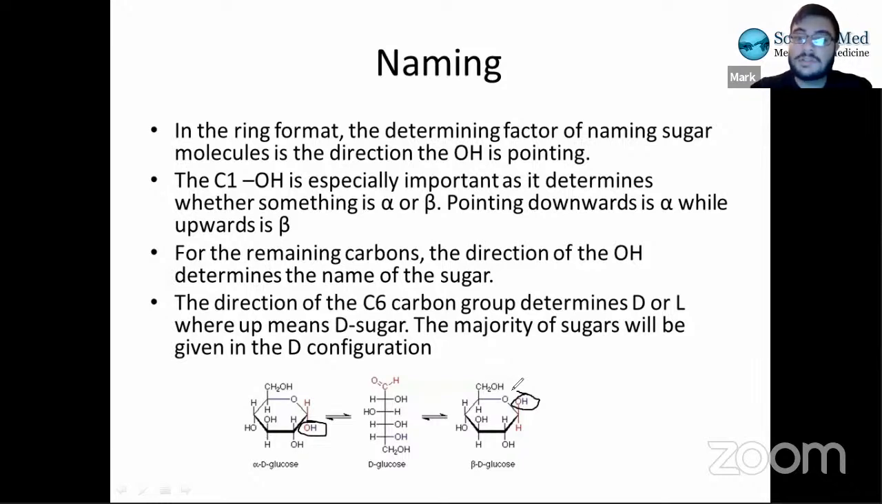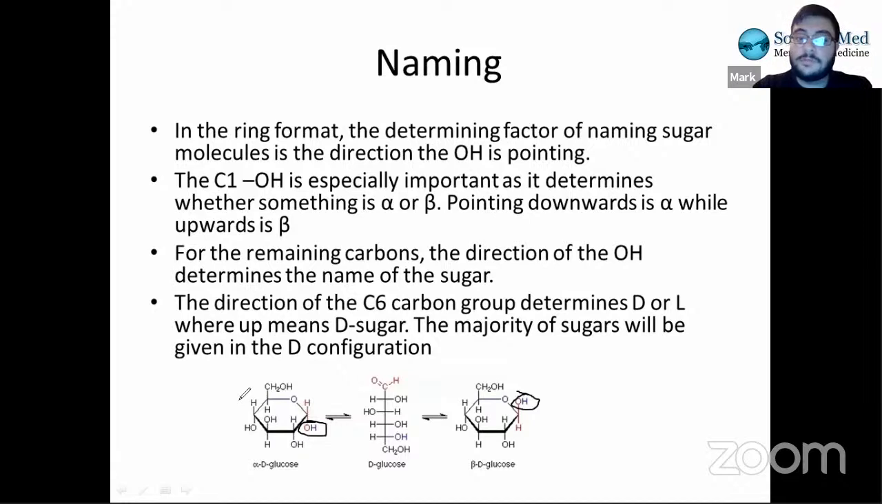For the remaining carbons, the direction of the OH determines the name of the sugar. I should actually say, for these at least, right? For example, for glucose, it's always down, up, down, up, down, right? Wherever you see glucose, it's always going to be down, up, down in that order. If you instead went down, down, down, it's no longer glucose, it's a different sugar.